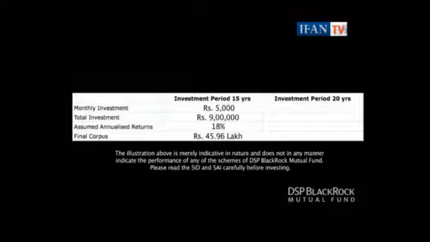Let's look at another scenario. If you invested the same 5,000 rupees every month over a period of 20 years, you will have invested a sum of rupees 12 lakh. At an annualized return of 18% per annum, this 12 lakh would have grown to, guess what? Rupees 1.17 crore. Therefore, that extra 5 years of investment has more than doubled your final corpus.